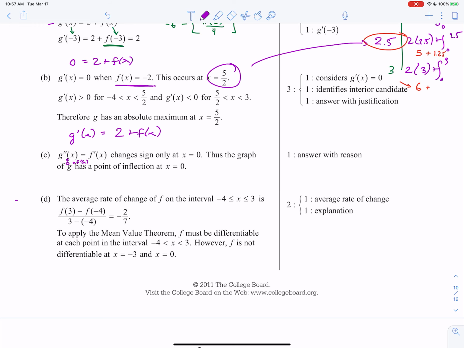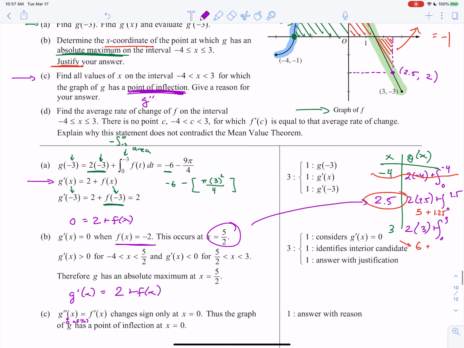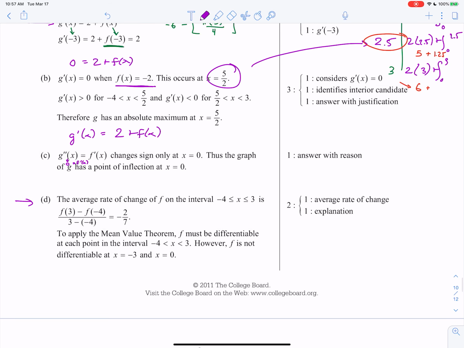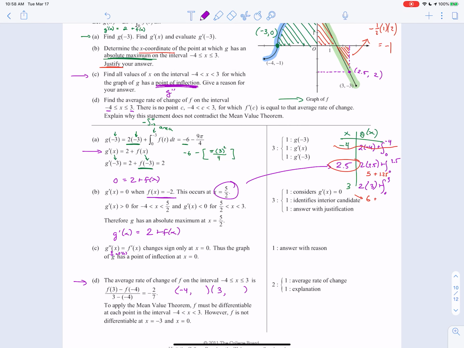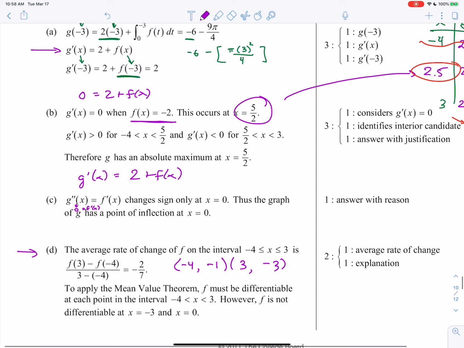Okay, part D. We want to find the average rate of change of F. Pretty much A-rock, you need 2 points from -4 to 3. So here I have -4, comma something, and then 3, comma something. We don't have the y values explicitly, so you actually have to get it from the graph. I noticed that at -4, the graph of F is -1, and at 3, the graph of F is at -3. With 2 points, you can find the average rate of change.